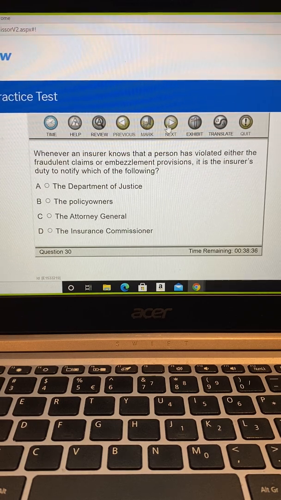Whenever an insurer knows that a person has violated either the fraudulent claims or embezzlement provision, it is the insurer's duty to notify which of the following? D. No, I think it's the insurance commissioner. They don't notify the commissioner. Right. They don't notify the attorney general. Yeah. What'd you say? You said D? Yeah. Oh, good. All right, perfect.